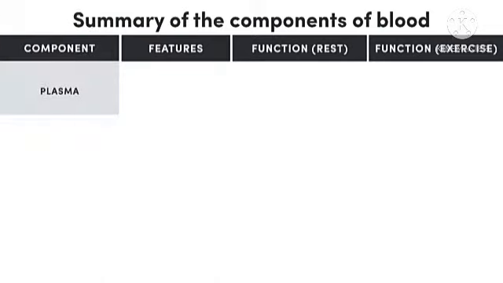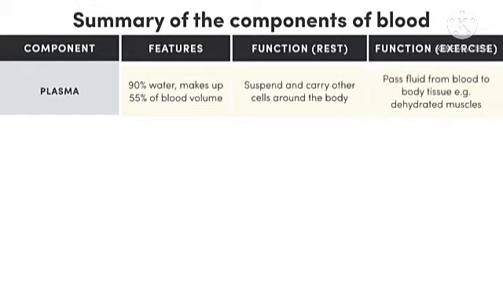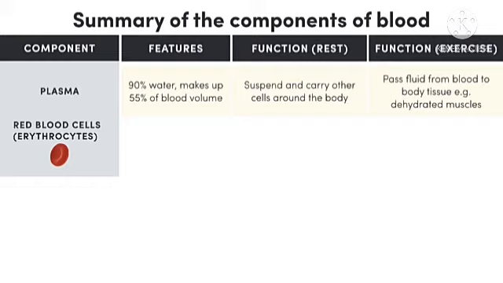In summary, we look at the plasma. We said the plasma is 90% water and makes up 55% of blood volume, and its function is that it suspends and carries other cells around the body, and when at rest it passes fluid from blood to body tissues.